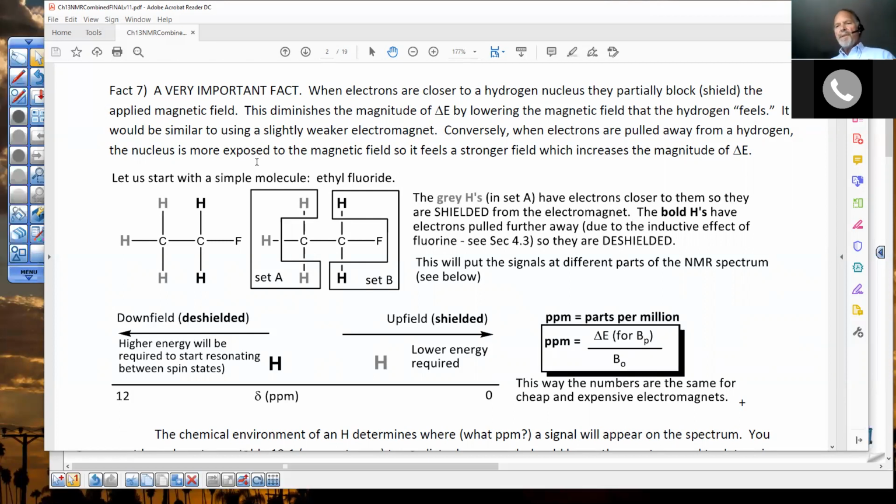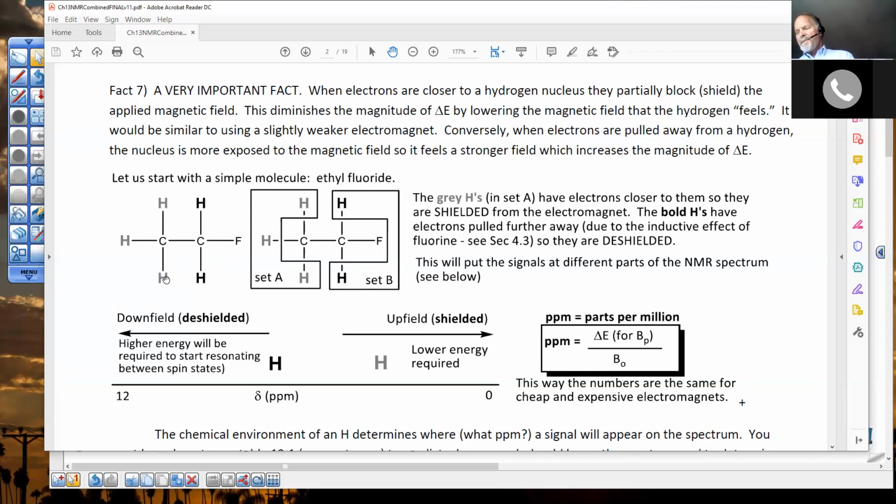So let's start with a simple molecule. Ethyl fluoride, also known as fluoroethane, right here. There are H's here that are deshielded. Why do I say that? Well, the fluorine pulls electrons away from the carbon in this bond because of its high electronegativity, and that exposes these hydrogens more to the electromagnetic field.